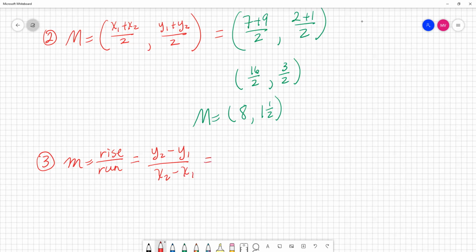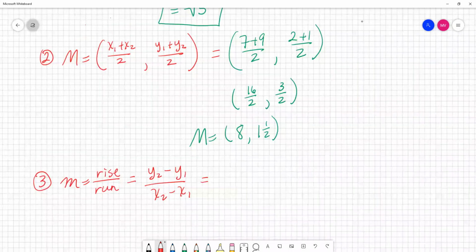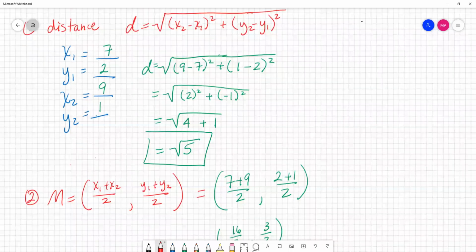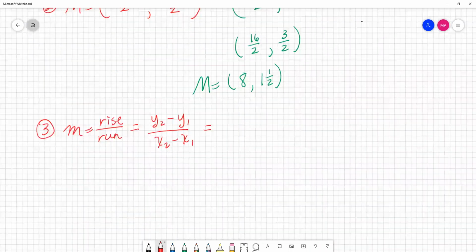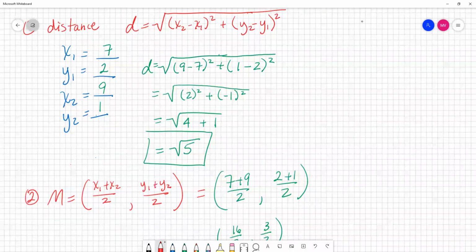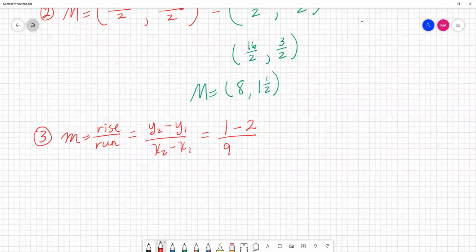All right, so now we plug in, what's my y2? Y2 is 1. So y2 is 1 minus y1, which is 2, that's -1. x2 is 9 minus 7. So we have -1 and 9 minus 7 is 2. So that's just a -1/2.